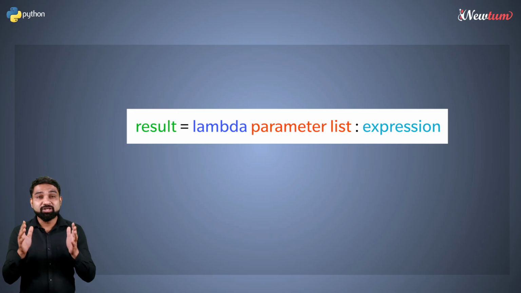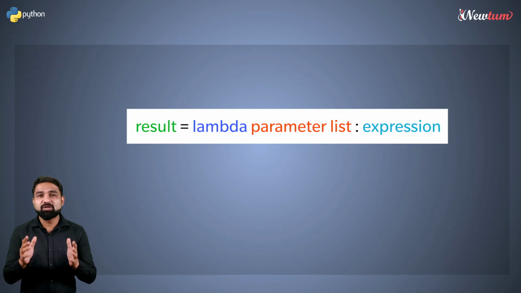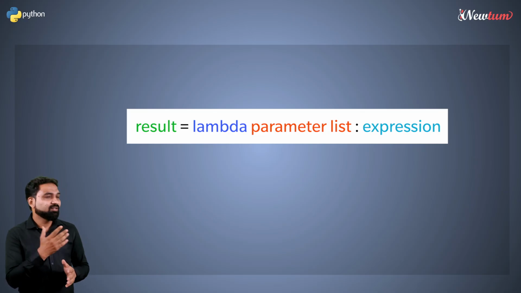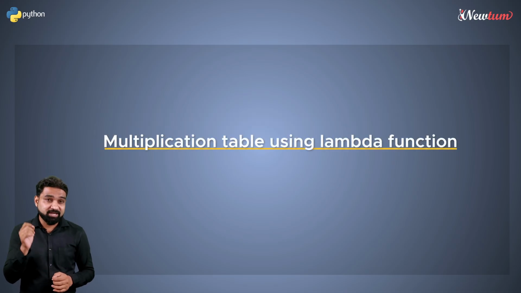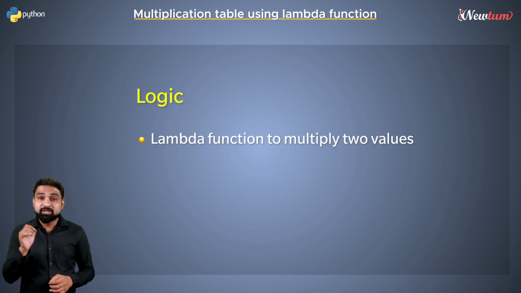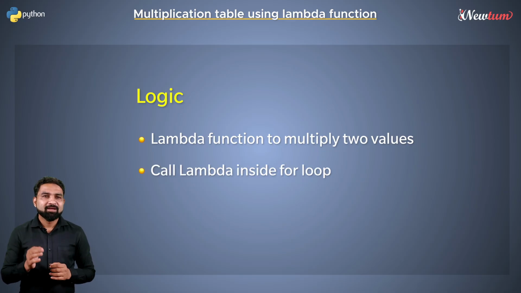Lambda concept is pretty new and many find it difficult to understand. So let's execute one more example to understand the lambda function. Suppose we want to print the multiplication table using lambda function. Logic is to create a lambda function for multiplying two values and then call it inside a for loop. Let's write a code to implement this logic.